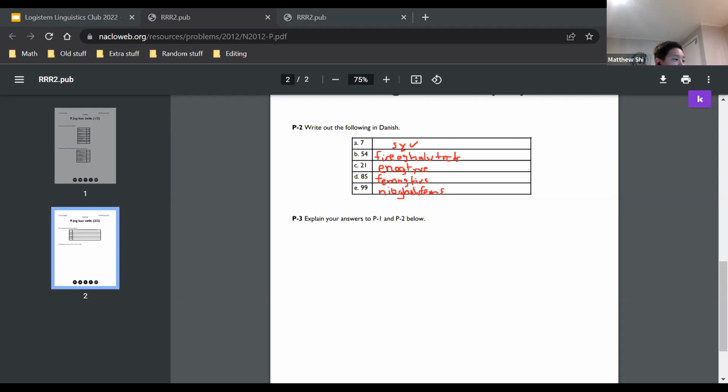So you can guess that HALVFEMS is 90 based on the pattern of 50 and 70. You could have expected HALVFEMDS, but it's close enough. It just means halfway to the fifth score. That's about it for this problem, I believe.